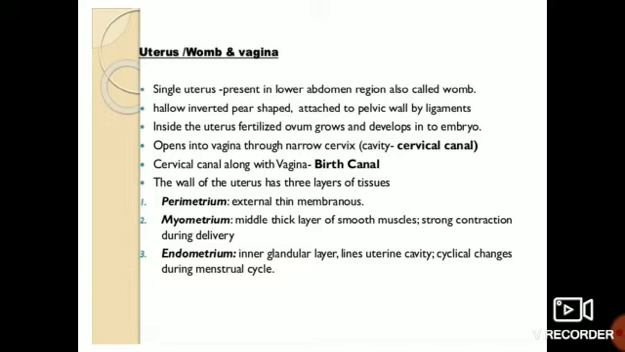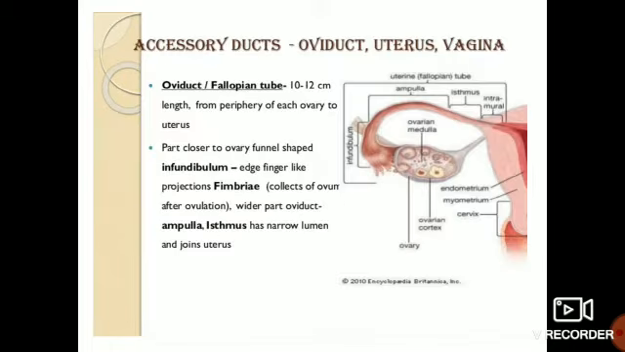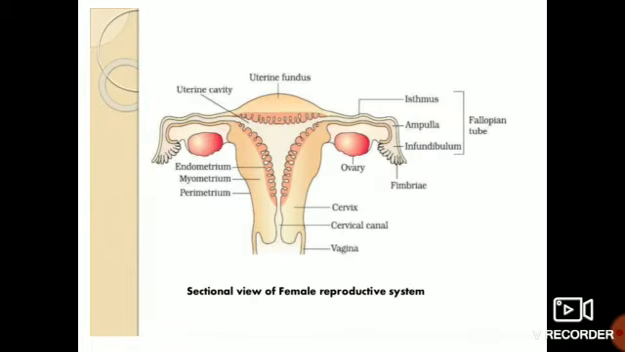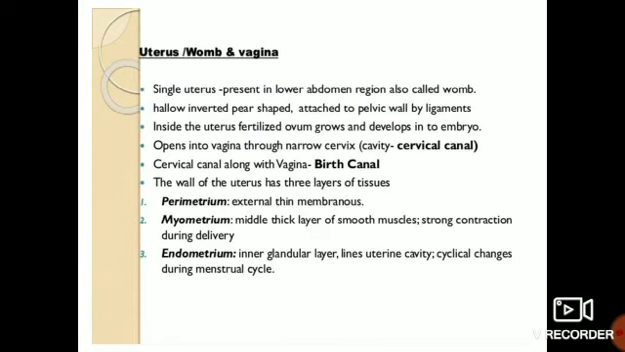Cervical canal along with the vagina is called the birth canal. So let us see where the cervical canal is. Here we can see the cervical canal, which along with the vagina is called the birth canal.